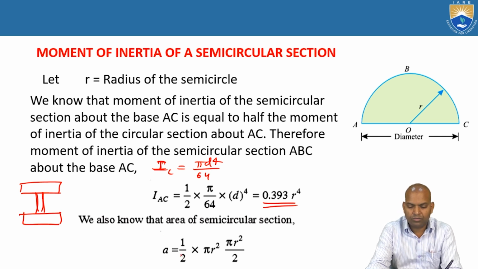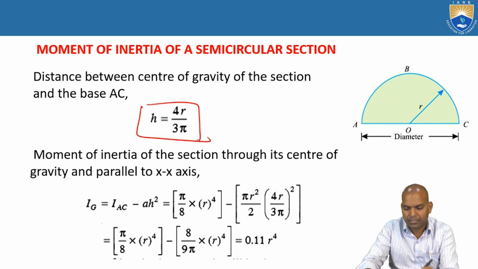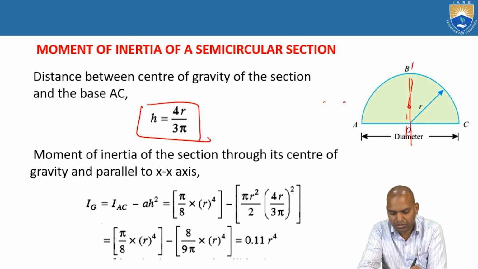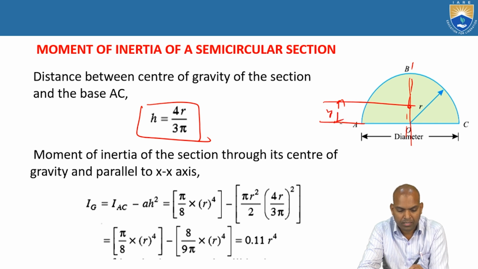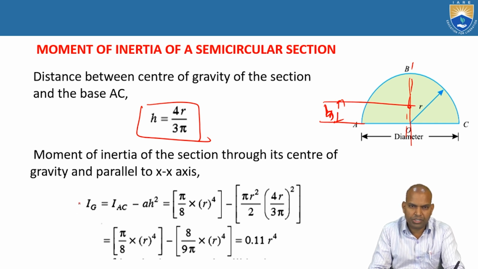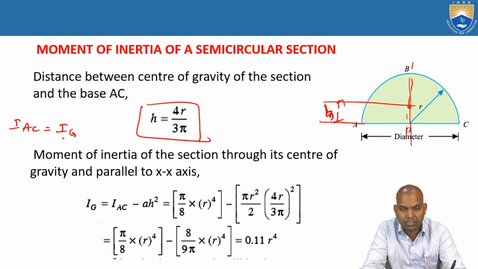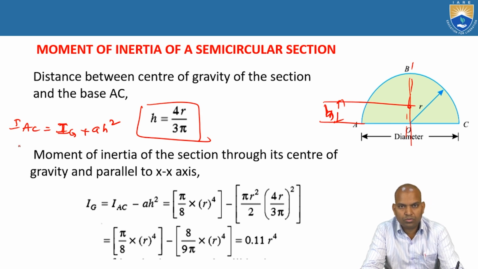The area A equals pi r square by 2, and h equals 4 r by 3 pi, this is the vertical distance of the centroid from the base. We want the moment of inertia about the centroidal axis. According to the parallel axis theorem, about base AC, I AC equals IG plus area times h square, where IG is about the axis passing through the center of gravity of the semicircular section parallel to base AC, that is parallel to XX. So IG plus A h square. If IG is required, IG equals I AC minus A h square.